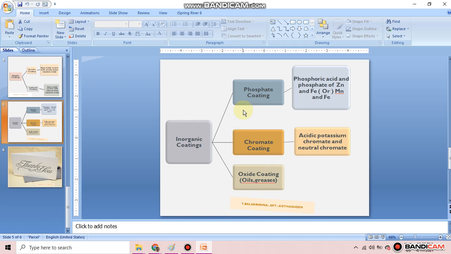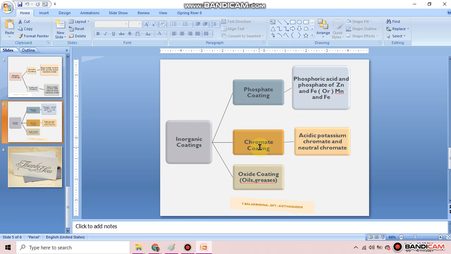That layer acts as a protective layer from corrosion. The phosphate solution is prepared using phosphoric acid and phosphate of zinc and iron, or phosphate of manganese and iron. Next one, chromate coating.